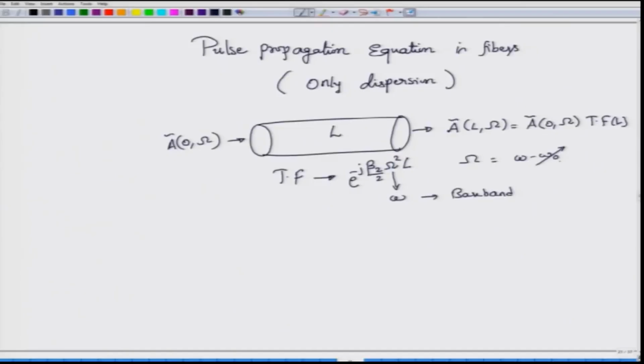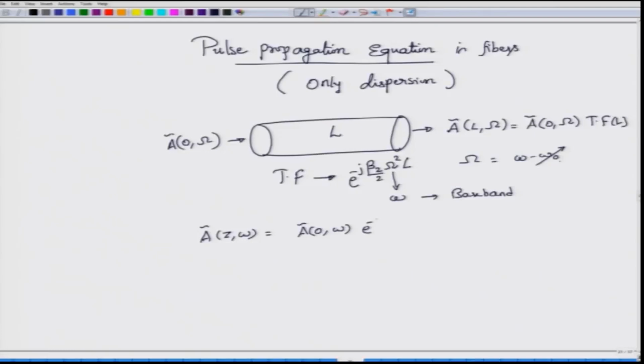Before we understand how different pulses are affected by the dispersion parameter beta 2, let us derive what is called the pulse propagation equation. This derivation is not so mathematically rigorous. I do not want to focus too much on the math, but I know that the Fourier transform of the pulse after it has propagated a distance z in the optical fiber can be obtained from A(0, omega), which is the input Fourier transform of the pulse launched into the fiber at z equal to 0.